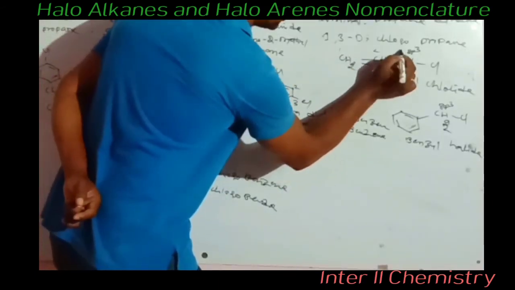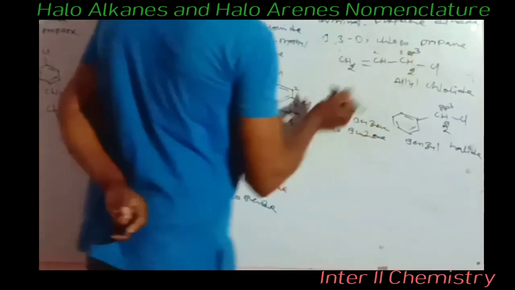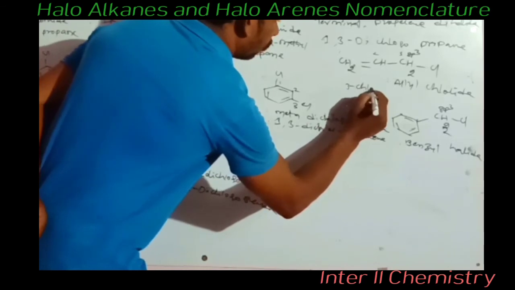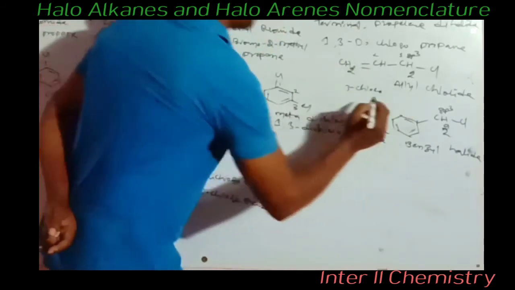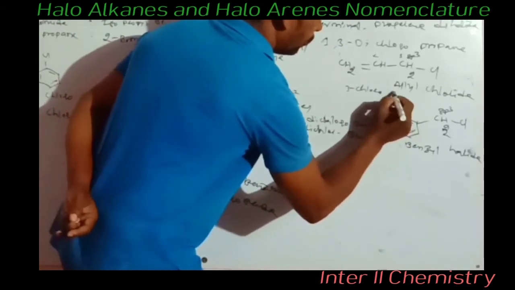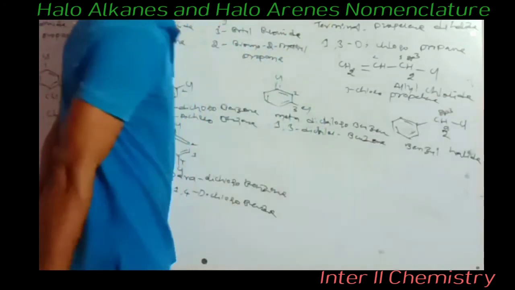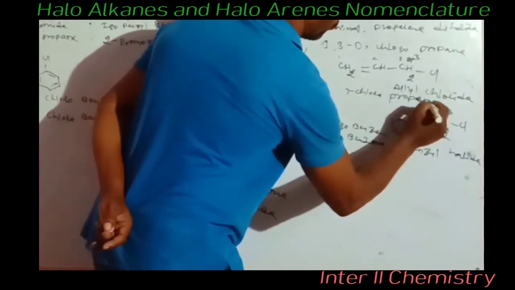1, 2, 3. Here the functional group is the double bond. So it is 3-chloro, 3-chloropropene. Or 3-chloropropylene, or 3-chloropropene, you are right. 3-chloropropene.